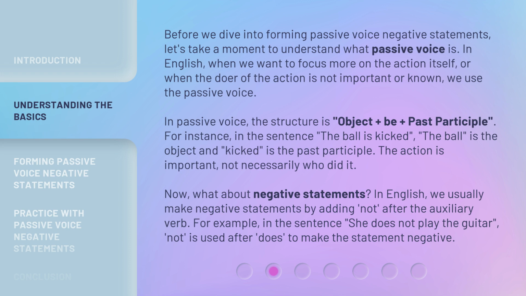Now, what about negative statements? In English, we usually make negative statements by adding not after the auxiliary verb. For example, in the sentence, she does not play the guitar, not is used after does to make the statement negative.